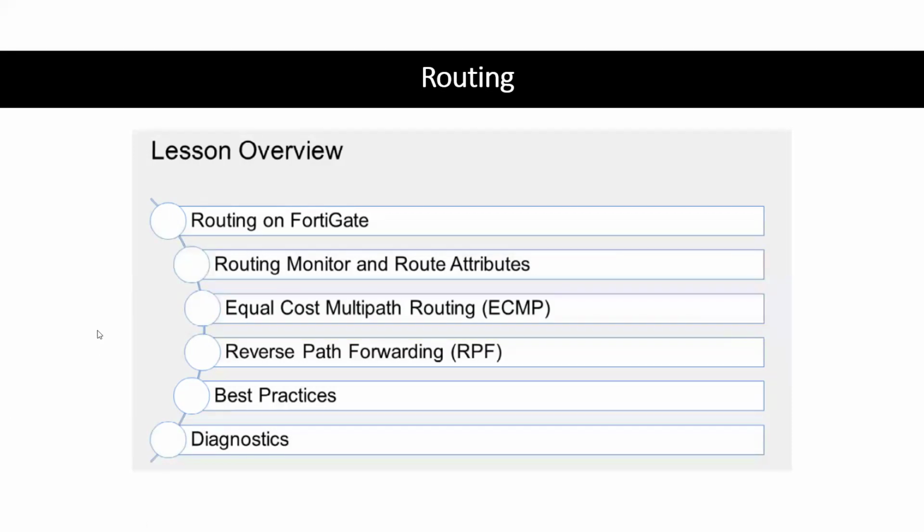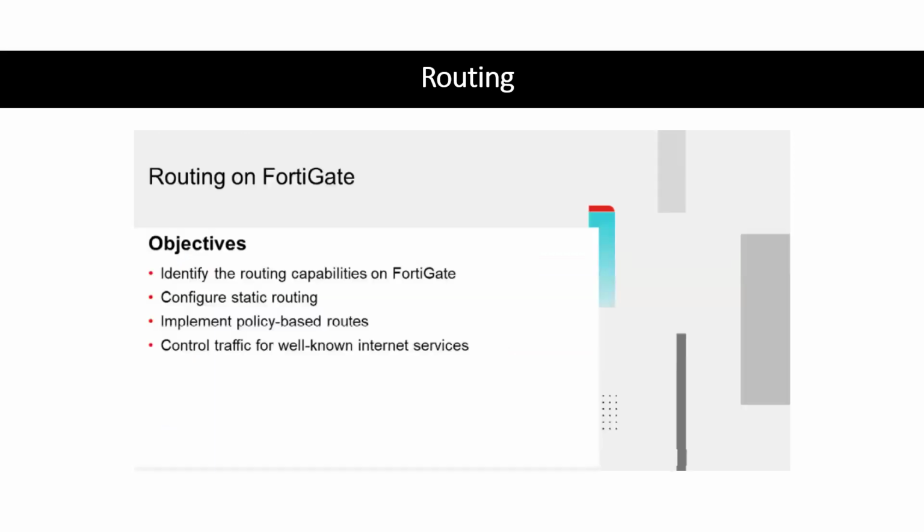All right, let's go ahead and get started. After we get through this entire section, Section 1, which will be routing on a FortiGate, you should be able to identify the routing capabilities, like dynamic or static routing, on a FortiGate. You should be able to configure static routing, implement policy-based routes, and control traffic for well-known internet services using the ISDB objects.